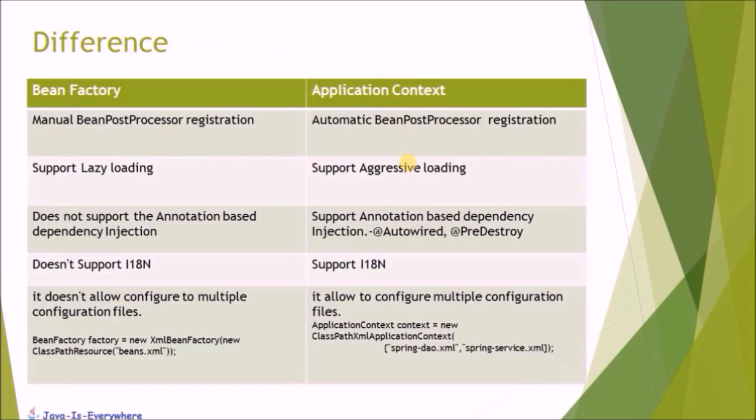So here is the difference. BeanFactory does manual bean post-processor registration. ApplicationContext does automatic bean post-processor registration. BeanFactory supports lazy loading. ApplicationContext supports aggressive loading. BeanFactory does not support annotation-based dependency injection. ApplicationContext supports annotation-based dependency injection. BeanFactory does not support internationalization. ApplicationContext supports internationalization. BeanFactory does not allow configuring multiple configuration files. ApplicationContext allows configuring multiple configuration files.